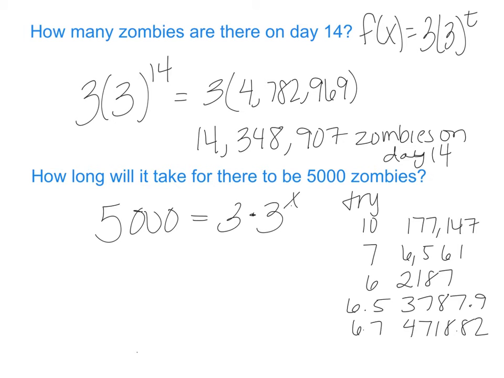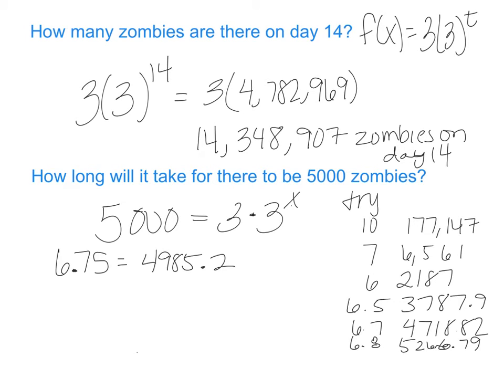Let's try 6.8. So I'm doing this all in my calculator right now. 6.8 gives me 5,266.79. So now I know it's between 6.7 and 6.8. So I'm going to try 6.75. So 3 to the 6.75 power times 3 gives me 4,985.2. So I'm getting even closer.